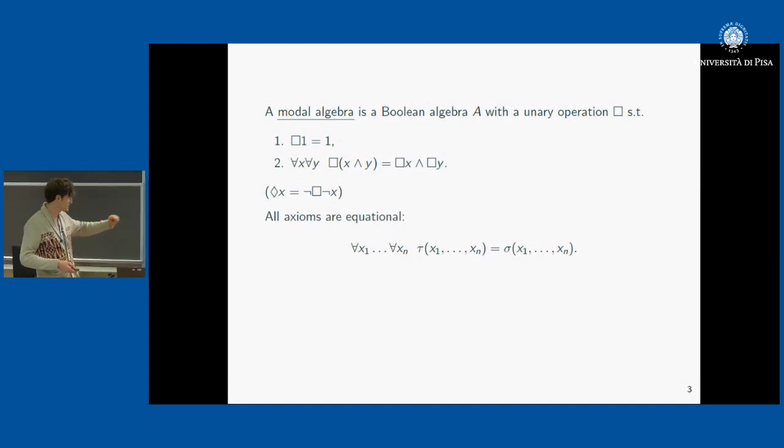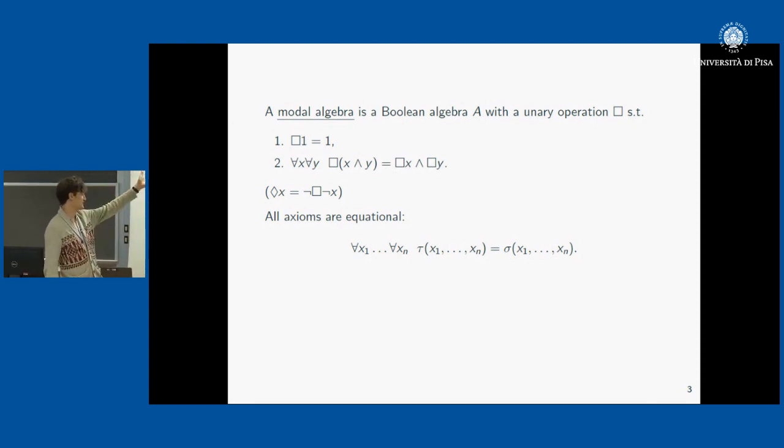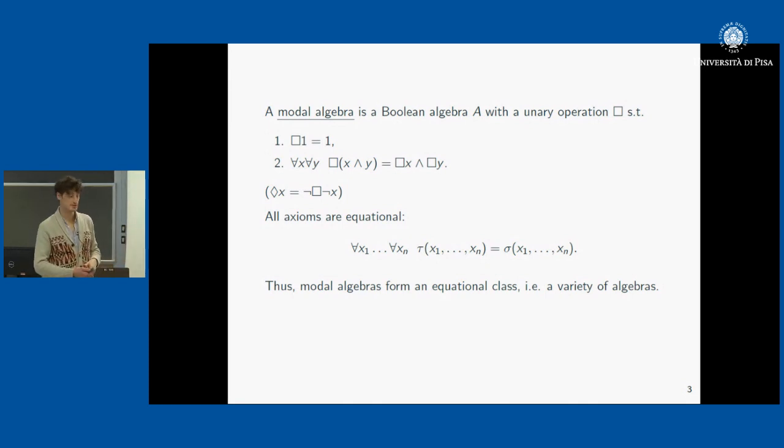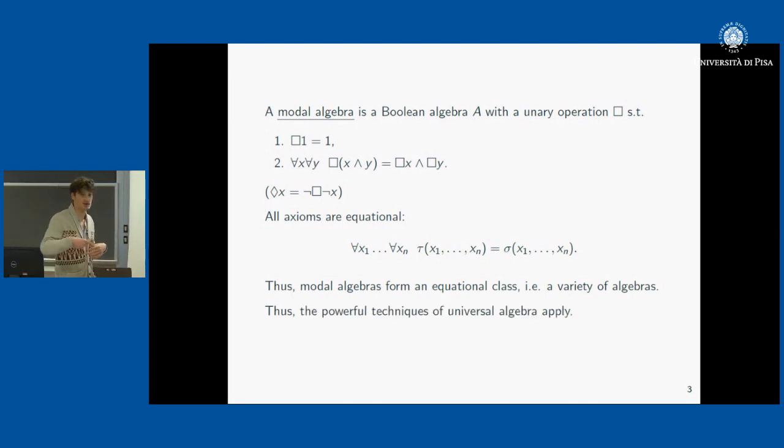I want to draw attention to the fact that all the axioms are equational. All the axioms of Boolean algebras are equational, and also these two axioms. Equational means we have an identity between two terms that is universally quantified. Thus modal algebras form an equational class, a variety of algebras, and so the powerful techniques of universal algebra apply. I will come back to this point later.